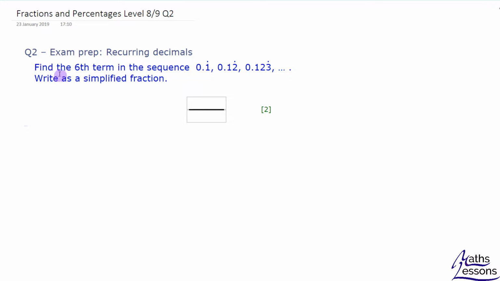Right, here we go. Find the sixth term of the sequence 0.1 recurring, 0.12 recurring, 0.123 recurring. Well, hopefully you spotted it was 0.123456 recurring. And then you want to write that as a simplified fraction. So therefore, we've got to make everything match from here on. So you can see we've got 10, 100, 1,000, 10,000, 100,000 is what we're going to times by.